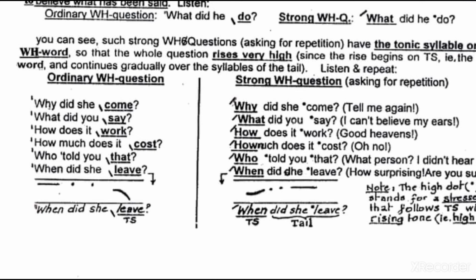Next question, "How does it work?" So a simple, normal, ordinary WH question. We ask about a machine, "How does it work?" But if we didn't hear, or if we are surprised at the way this machine works, we may say, "How does it work?" So here the TS is on "how," and "work" is stressed, and it has a high dot.